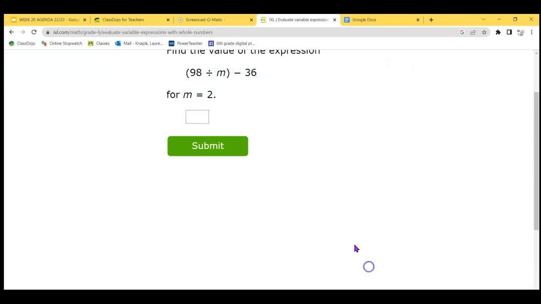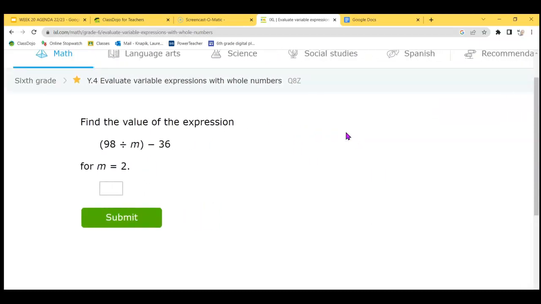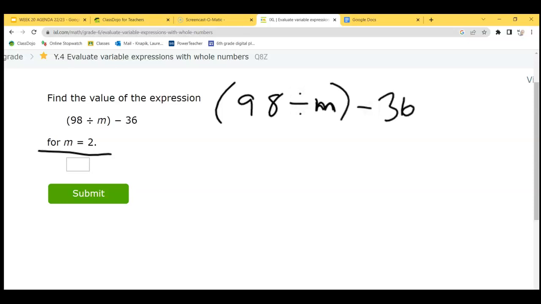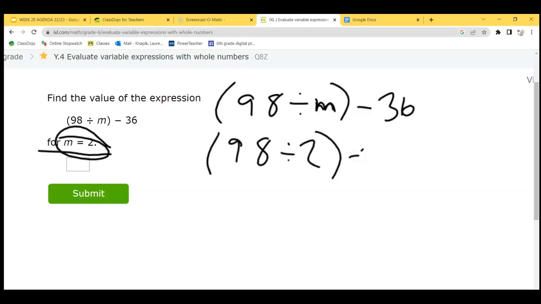Alright, let's see. Here's a good one. So we have find the value of the expression 98 divided by m, minus 36, for m is 2. Okay, so a couple things we know. First thing we got to do, you're going to rewrite your expression. Ooh, that's ugly. Alright. So we're going to now substitute in what we know for our variable. So m equals 2. So we're going to have 98 divided by 2 minus 36.